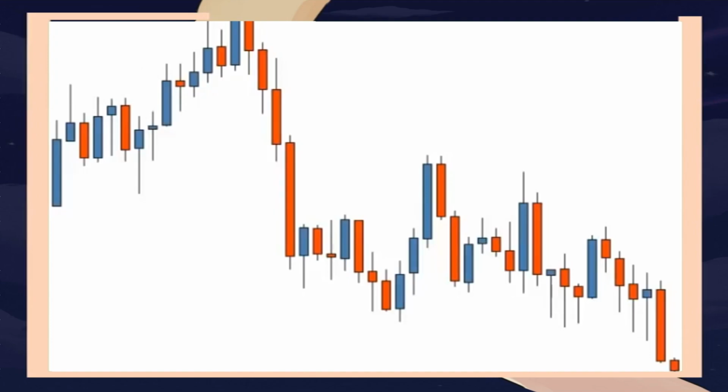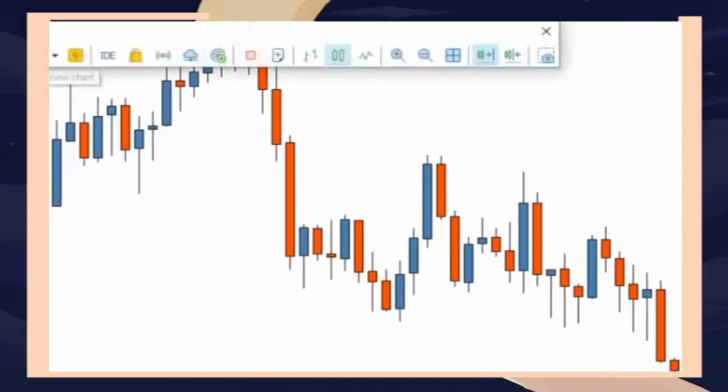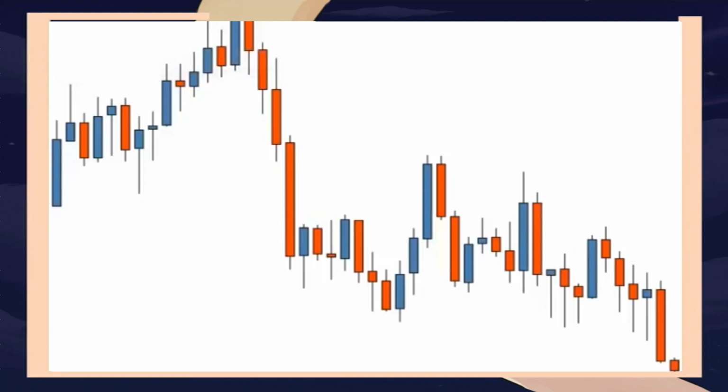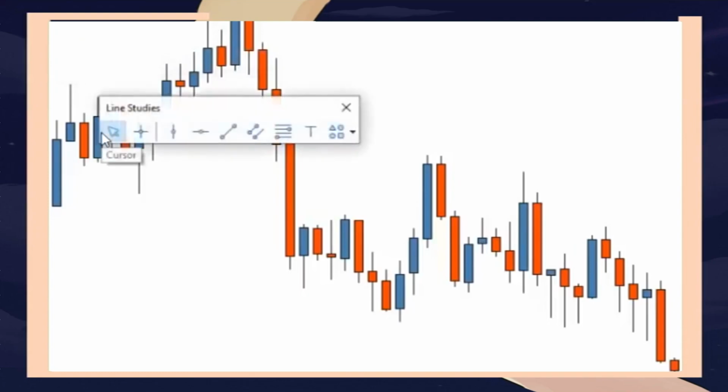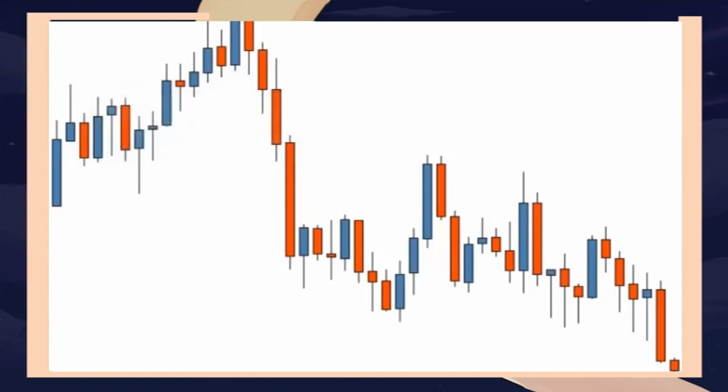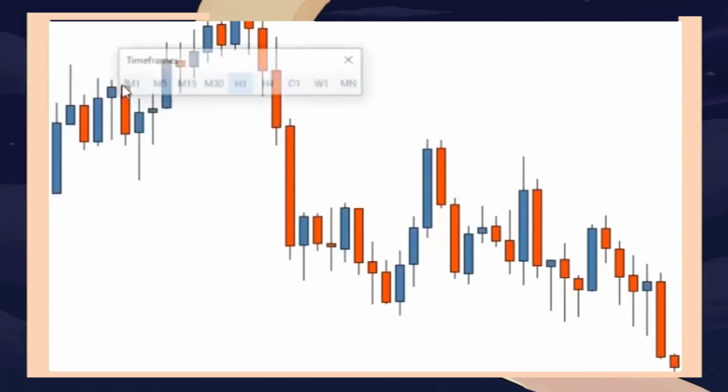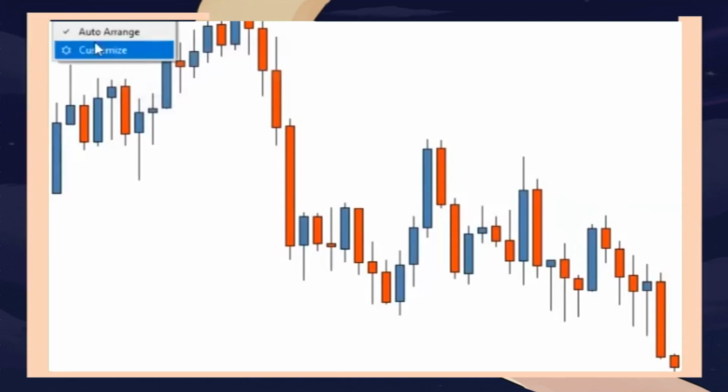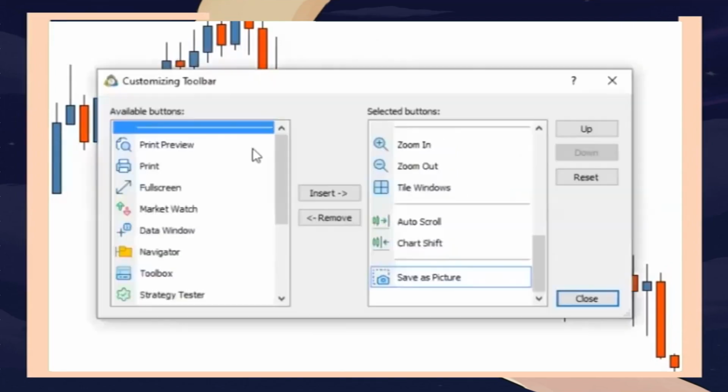We got this, which is called the standard toolbar, right? And this is called the line studies. And we got the time frame, which is this last one here. It is called the time frame. So I just want to arrange every one of them. The first thing I want to do is the standard toolbar. I'm just going to right-click on it and click on customize. I want to get rid of the things I really don't need on it.